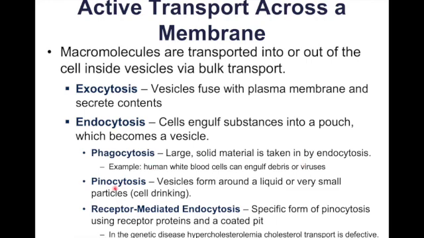Pinocytosis is like cell drinking. So a vesicle is going to form around a liquid to bring in particles that way, or liquids. And then receptor-mediated endocytosis is a specific form of pinocytosis where you have receptor proteins in that cell, in that vesicle. So only certain things can be coming in.